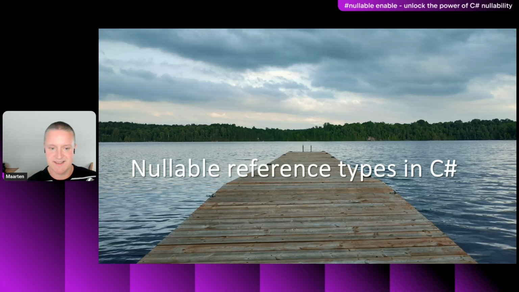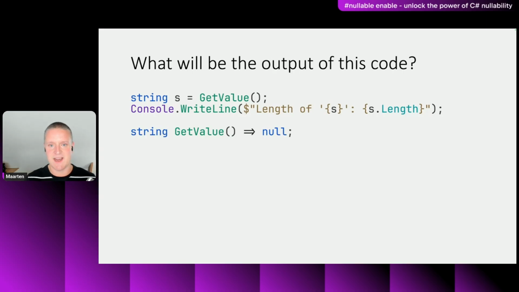So let's set the stage and look at what will be the output of this code. Now, I know I don't have a live audience here, so I'll probably be a little bit quicker. But if you read through this code, you see that there's a Console.WriteLine that prints the length of a string by accessing a string.Length property. And that string originates from a method called GetValue, and that GetValue method returns null. So what will be the output if you run this code?